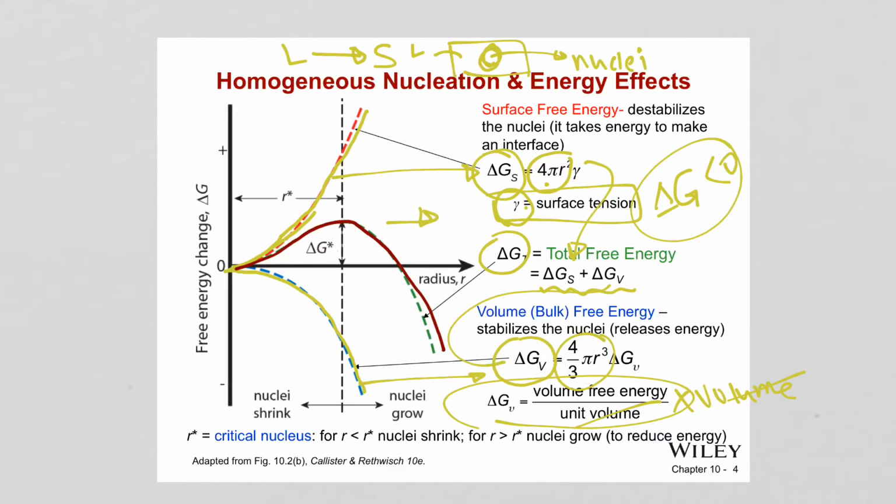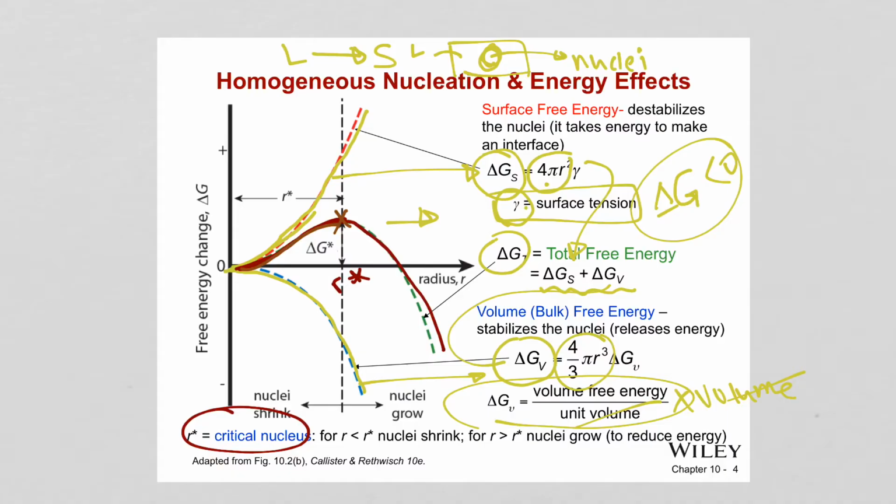As you can see, this delta G reaches a maximum at a certain radius of this nuclei. Up until that, R star, the critical radius, the critical nucleus size, you can see that the free energy is increasing. So that means that if the nuclei cannot reach the critical nucleus size and always stays below that size, it will never reach a thermodynamically stable size to continue to grow. It will dissolve back, because energetically it is not stable.